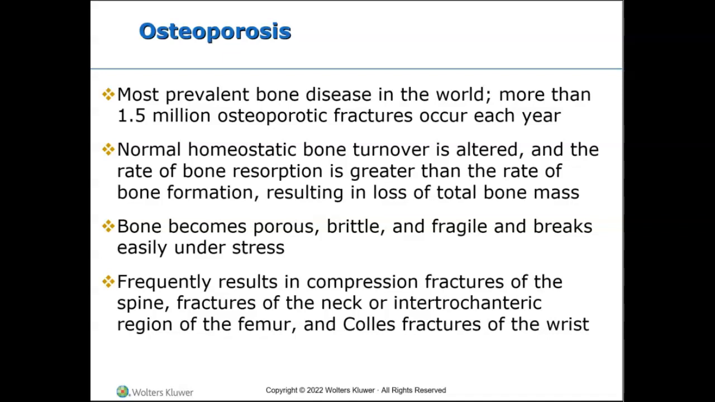Again, the loss of bone tends to occur most in the spine, lower forearm, above the wrist, and the upper femur or thigh.